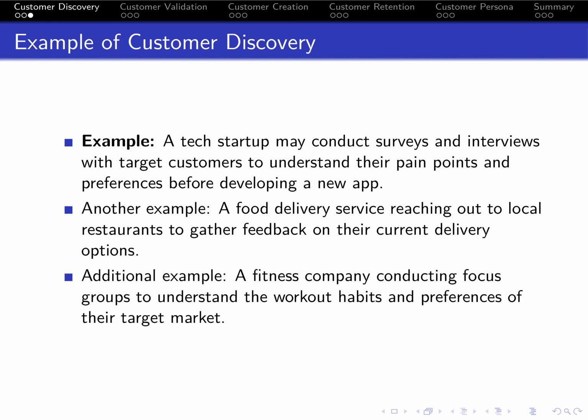Furthermore, a fitness company can conduct focus groups to gain a deeper understanding of the workout habits and preferences of their target market. This approach enables them to design more effective workout programs and services that cater to the specific needs and preferences of their customers. These examples highlight the importance of customer discovery in developing products and services that truly align with the needs of the target market.